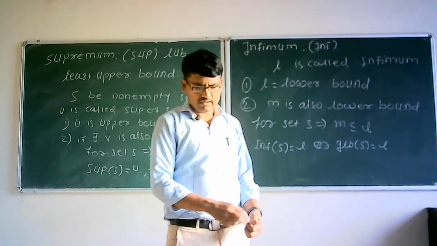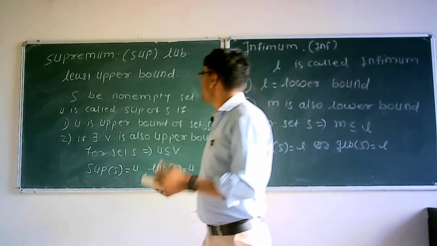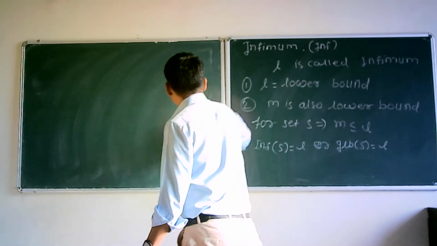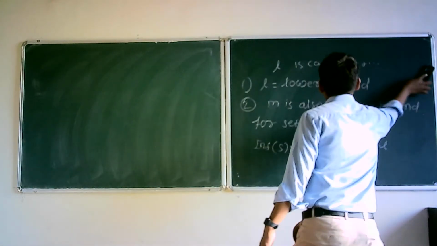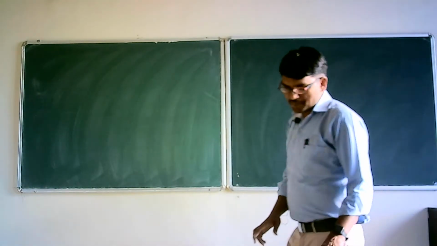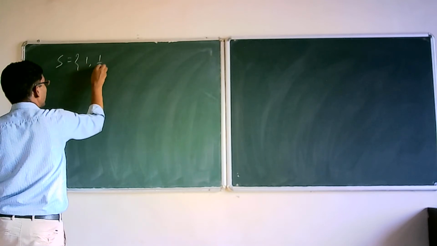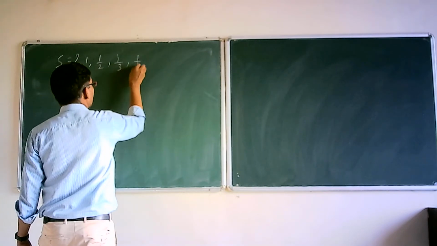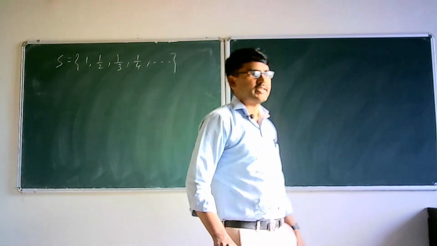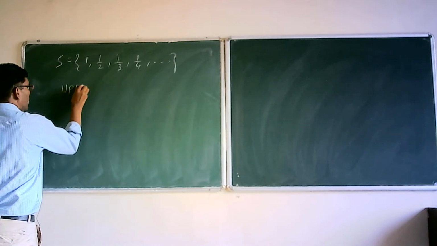Now I am going to clarify this concept using an example. Suppose we take the previous example, S is equal to {1, 1/2, 1/3, 1/4, and so on}, and you want to determine the supremum and infimum of this set. All of you know the upper bounds. What are the upper bounds of this set?